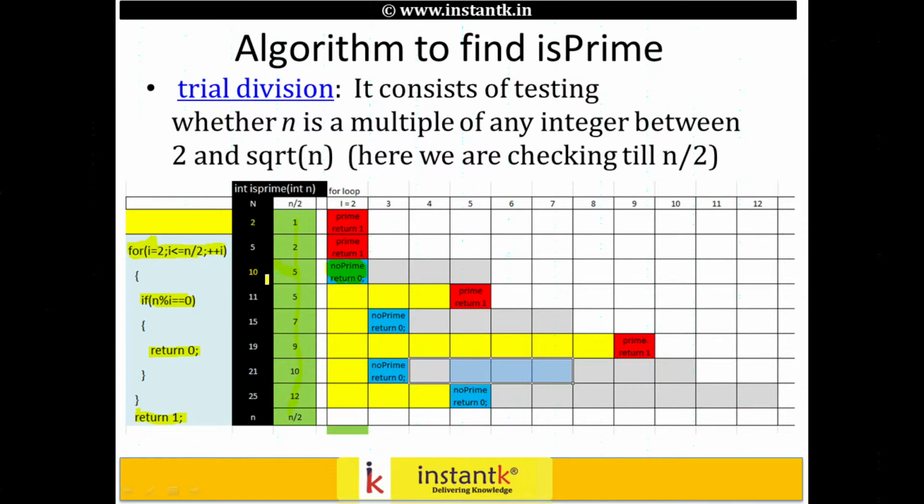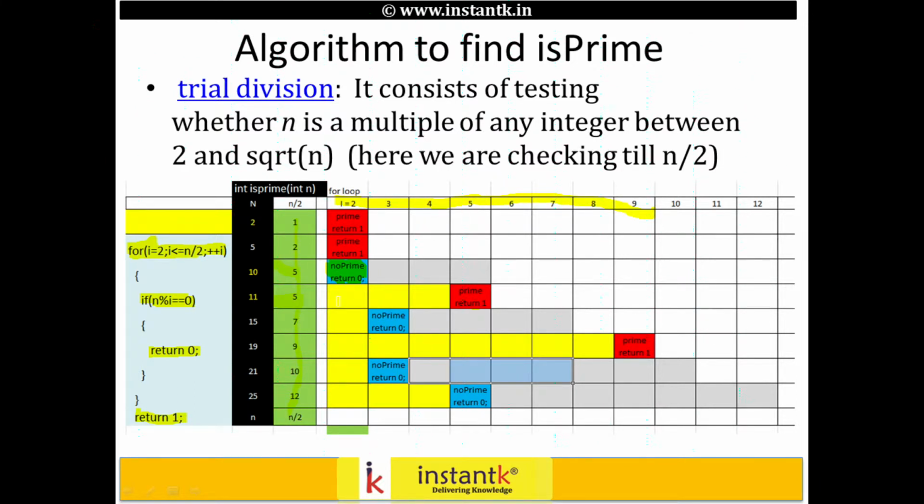Okay, let's take 11. If it is a prime, we will traverse through the whole range, and at the end if we couldn't find a divisor, then we will declare it a prime. We traverse up to n by 2. Here for 11, n by 2 is 5. So this is the for loop of i, starting from 2 up to 5.